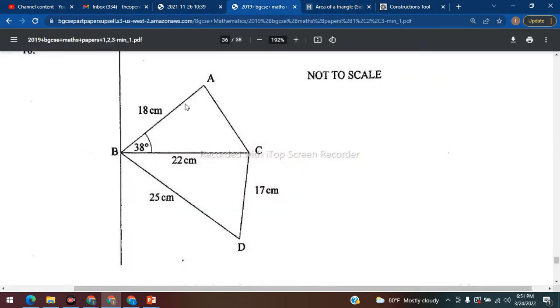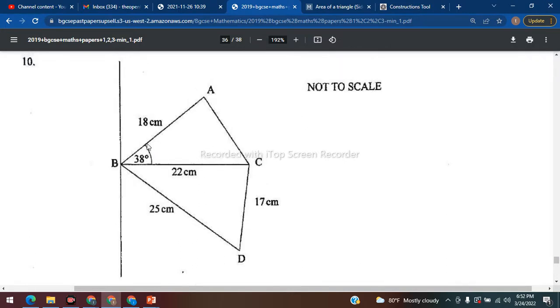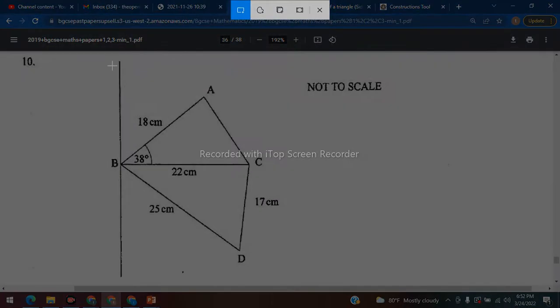So that's exactly what we have. I don't know if y'all can see that. So 22 times 18, yes, that's exactly what we have. We have a side that we know, and we have an included angle. So what we need to do is multiply 18 by 22, then do sine of 38, and then divide it all by 2. So that's how we have to do it.